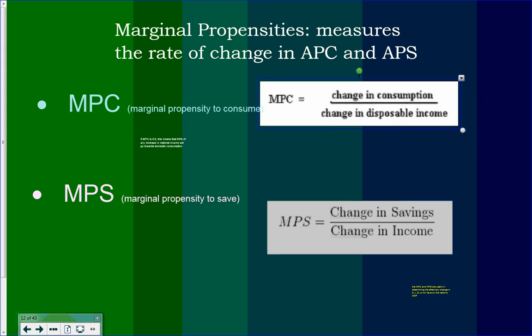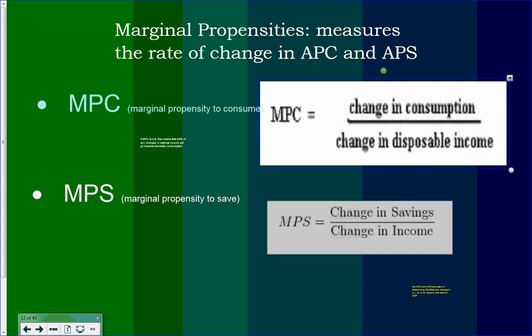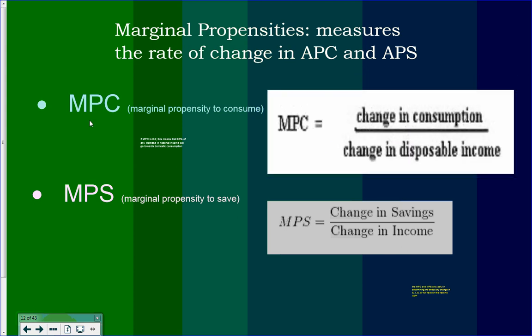So to figure out MPC, it's going to be basically the same formula, consumption over income, but this time it's change of consumption over change of income. You could write disposable income or income, it's going to be the same thing. Same formula. Is this the last topic on this? On this column, yes.